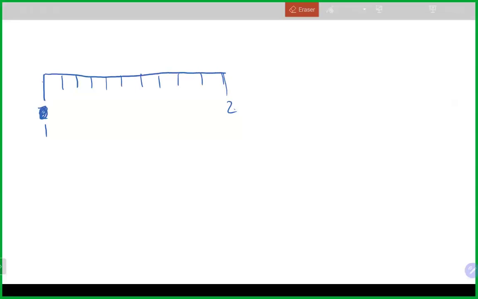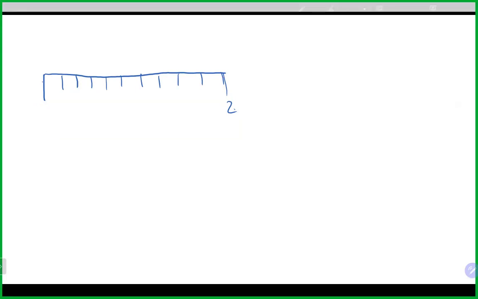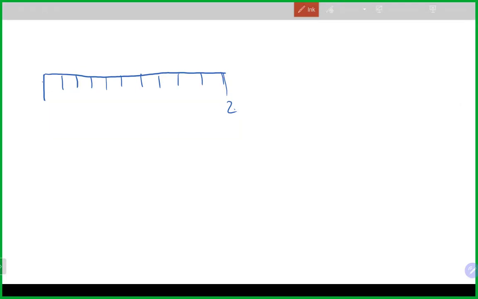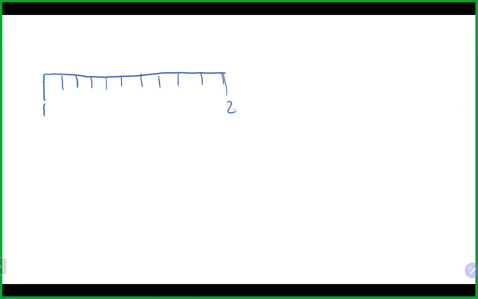We'll go 1, and 2, and we'll connect it. Okay, so we'll just say this is a ruler and these are centimeters, for example. And let's just say we have an arrow popped out there somewhere, and we wanted to measure this arrow.